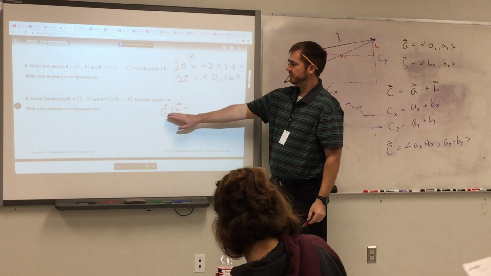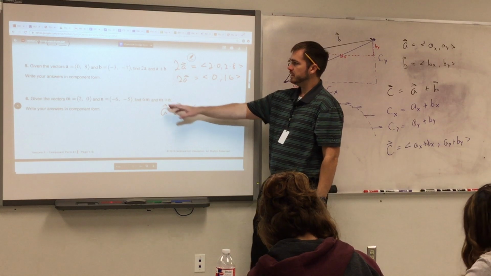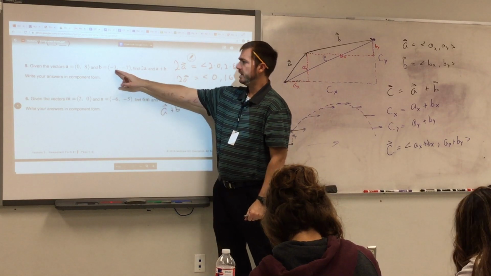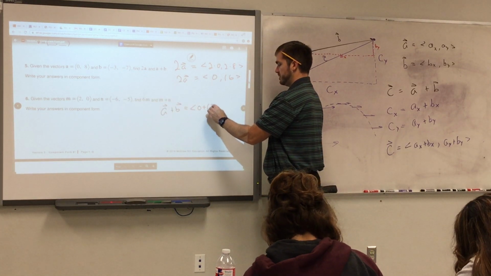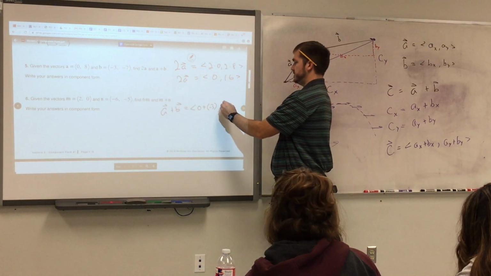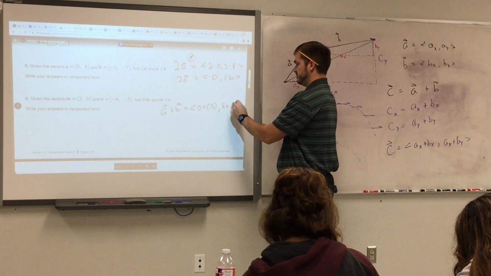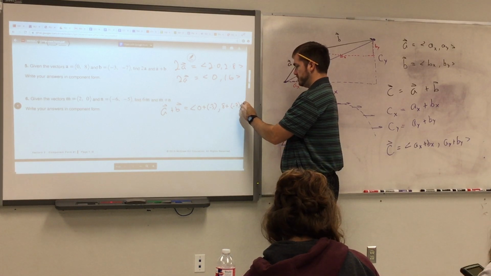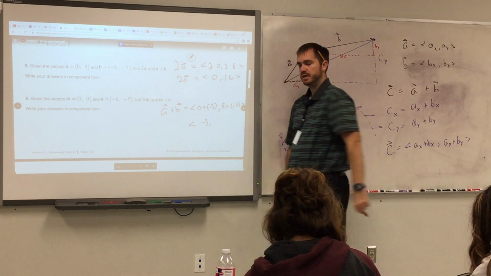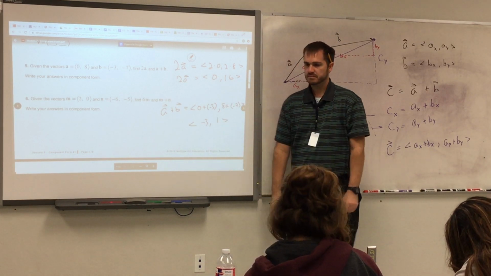So when I have 2 vectors added there, the new vector is going to be Ax, so the 0, plus Bx, which is -3, comma, Ay, which is 8, plus By, which is -7. So 0 minus 3 is just going to be -3, and 8 plus -7 is 8 minus 7, so that's going to be 1.